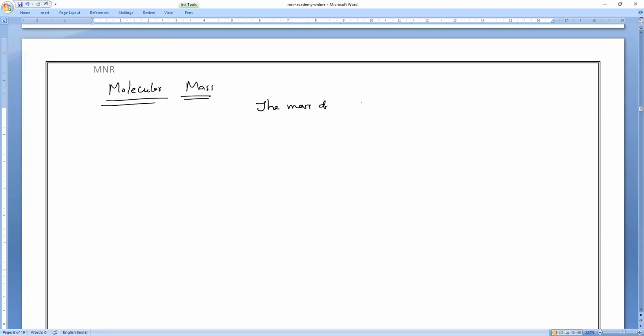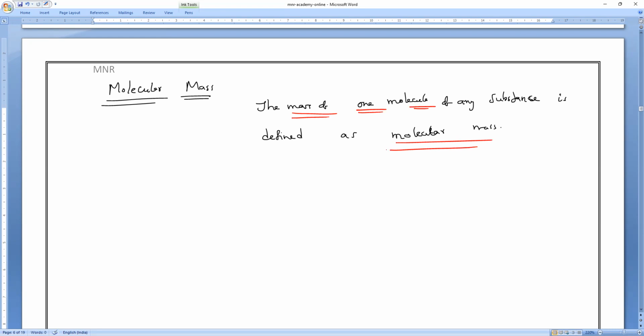The mass of one molecule of any substance is defined as molecular mass. So either it is a molecule of an element or it is a molecule of a compound, doesn't matter. If you are calculating the mass of one molecule, then that is called a molecular mass.